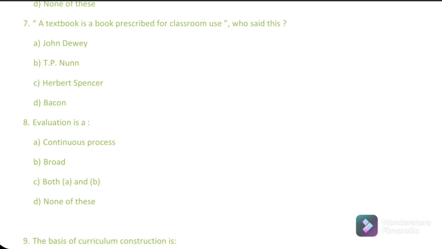So a textbook is a book prescribed for classroom use, is said by option A, John Dewey, option B, T.P. Nunn, option C, Herbert Spencer, and option D, Bacon. So the correct answer will be option number B, that is T.P. Nunn.